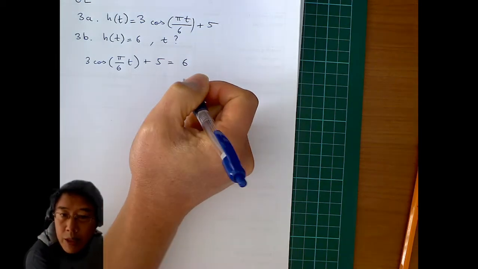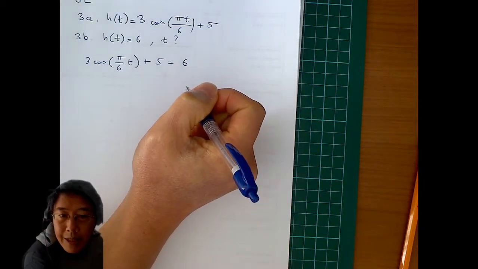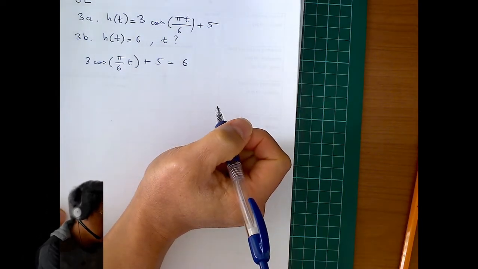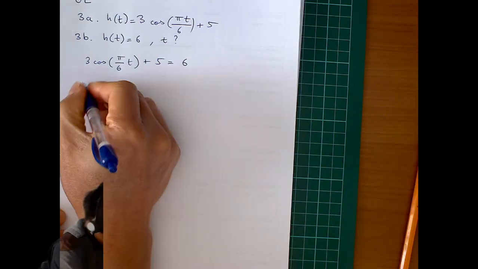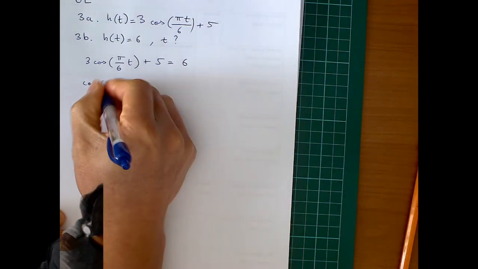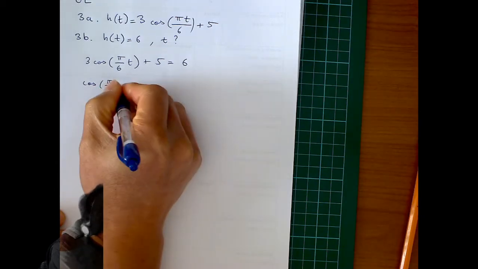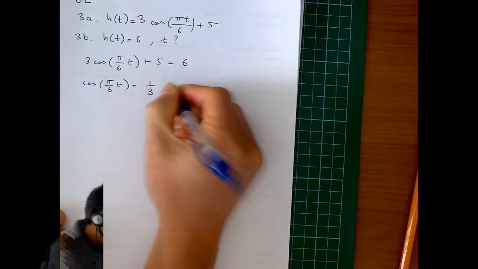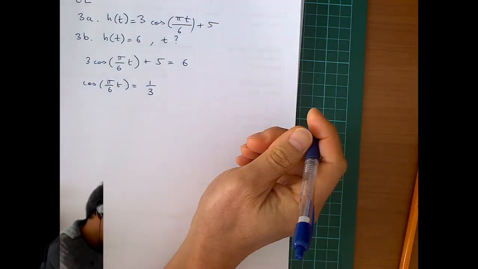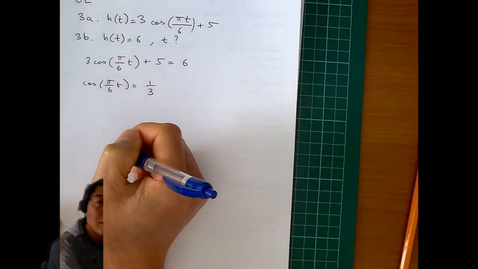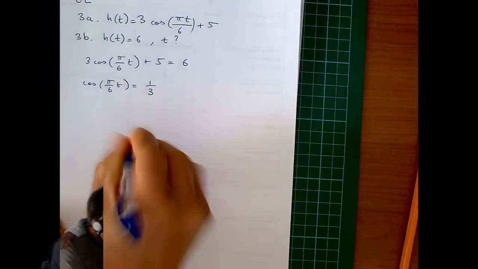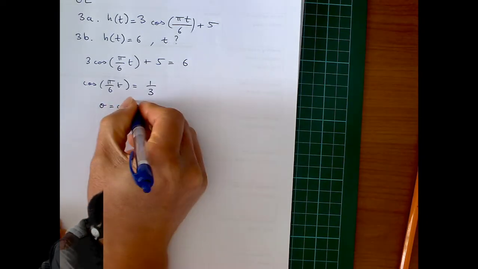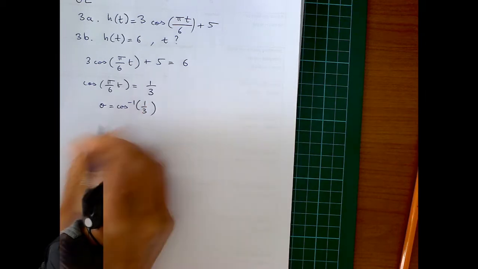Okay. Is that going to be an exact value, right? Okay, so you'll need a CAS. So we write cos of pi t over 6 equals 1/3. Now how am I going to write this? I'm going to say what's the theta of that solution. I'm going to call it inverse of cos of 1/3. Okay, so I'm going to call it theta.